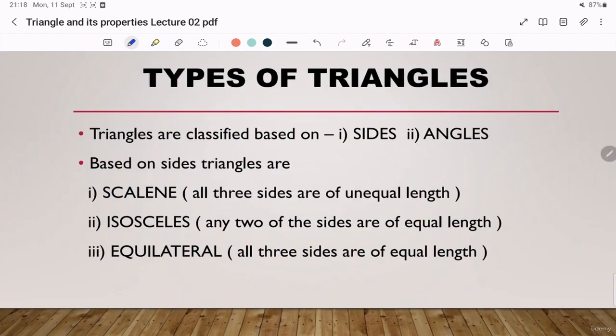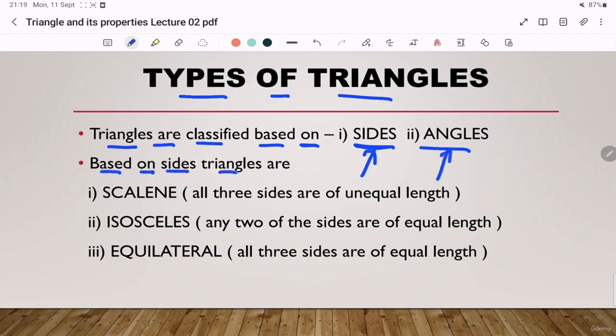Hi everyone. In this video we will discuss types of triangles. Triangles are classified based on sides and angles. Triangles can be classified into two categories. One, on the basis of sides. Second, on the basis of angles.